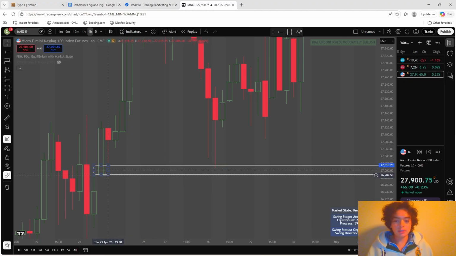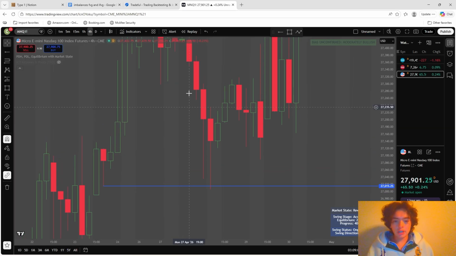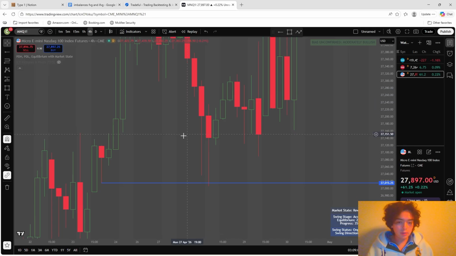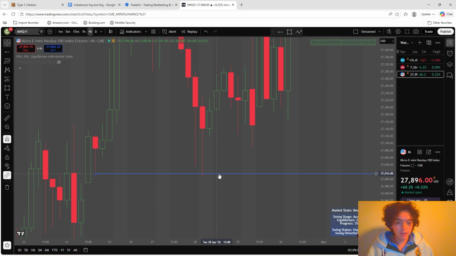This is a gap, right? So let's say we entered a trade right here. Obviously we are bearish, so we're only looking for shorts. We enter a short, and a target of ours would be something like this gap right here. So that's what I mean by using these in the higher time frame.